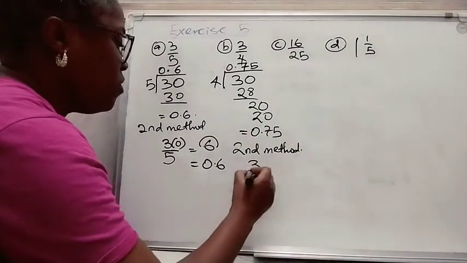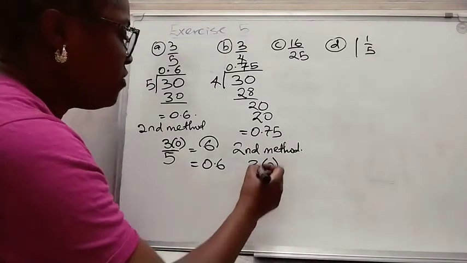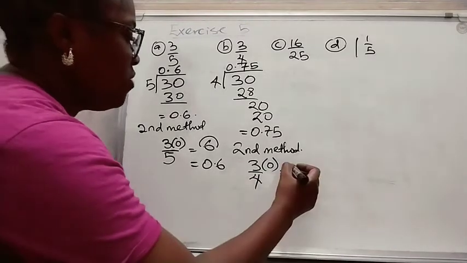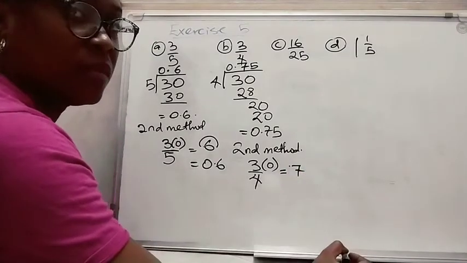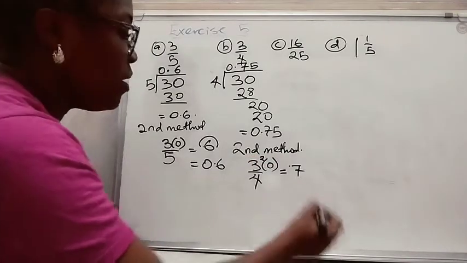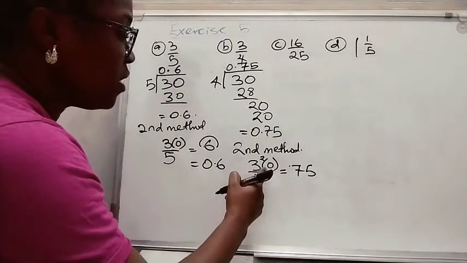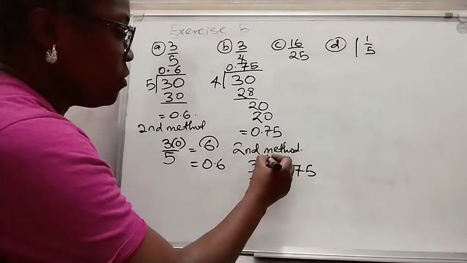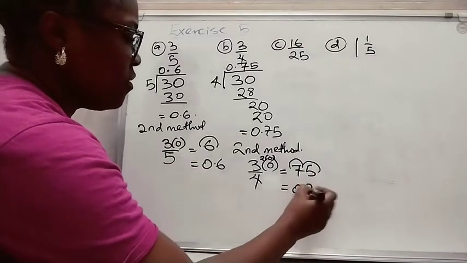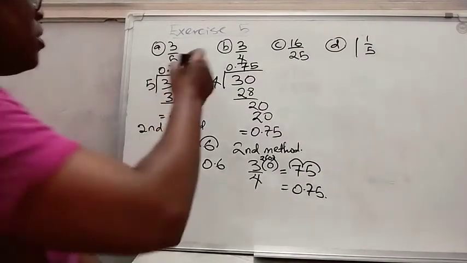Second method, I have 3/4. So I put an imaginary 0 in front. So I will divide 4 by 30. Dividing 4 by 30 will give me 7, right? So we'll have a remainder of 2. 20 divided by 4 will give me 5, okay? Because I put a 0 here and another 0 here, I will move these 2 decimal places, giving me 0.75. Okay, so that is my second method.